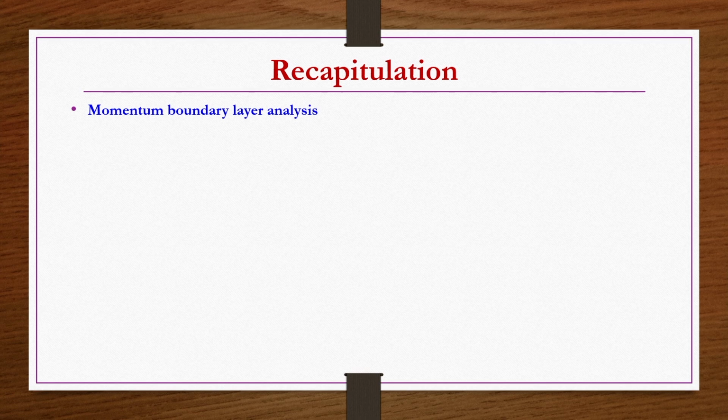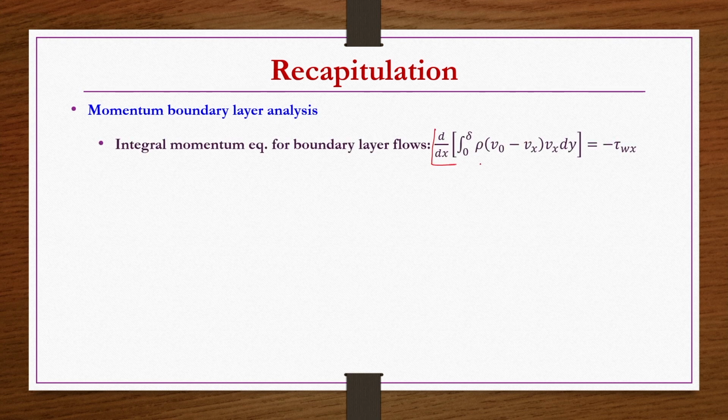In the last two classes we have seen the basics of the momentum boundary layer and its analysis, where boundary layer flows are taking place under isothermal conditions, that is, only momentum transfer is occurring. For these boundary layer flows, we saw how to derive the integral momentum equation, which is valid for both Newtonian and non-Newtonian fluids, because the nature of the fluid rheology comes into the picture through the tau information.